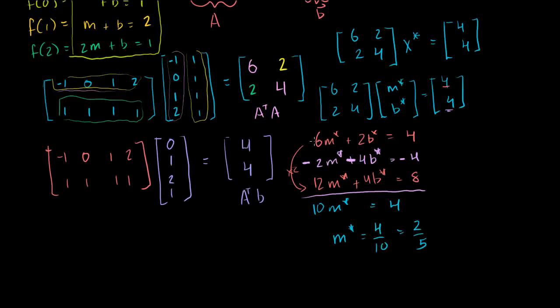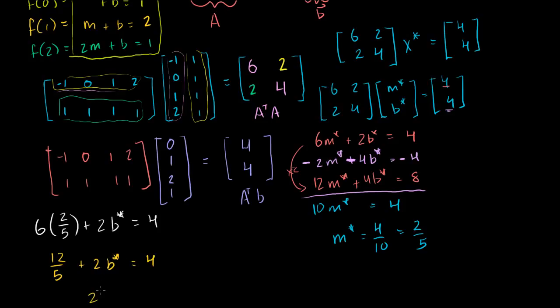Now we can just go and back substitute into this. We could say 6 times m star. This is just straight algebra 1. So 6 times our m star, so 6 times 2 over 5, plus 2 times our b star is equal to 4. So we get 12 over 5 plus 2b star is equal to 4.